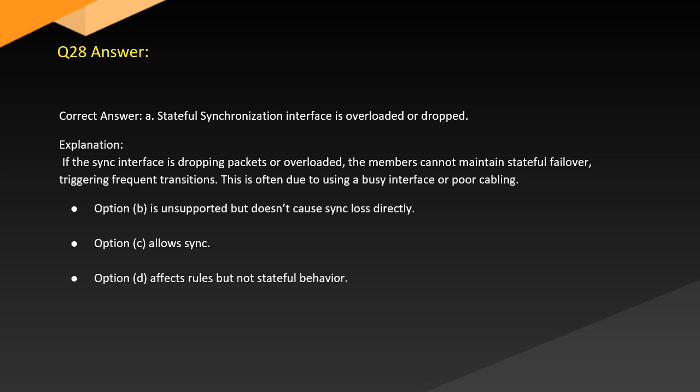Answer. Correct answer: A. Stateful synchronization interface is overloaded or dropping. Explanation. If the sync interface is dropping packets or overloaded, the members cannot maintain stateful failover, triggering frequent transitions. This is often due to using a busy interface or poor cabling. Option B is unsupported but doesn't cause sync loss directly. Option C allows sync. Option D affects rules but not stateful behavior.